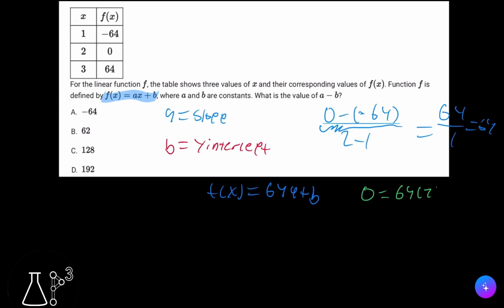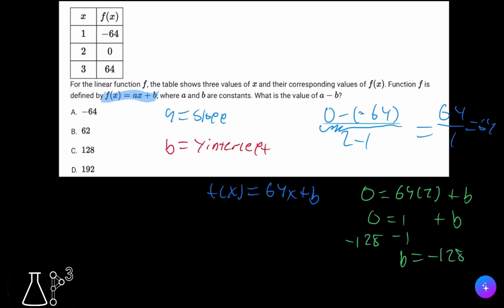I made a mistake here. This is supposed to be x, so give me one sec. That is x. I don't know why I wrote a. So I have 0 equals 64 times 2 plus b, and that gives 0 equals 128 plus b. All I have to do is subtract 128 on both sides to find my b value. The 128s cancel out on the right side, and I'm left with b equals negative 128.